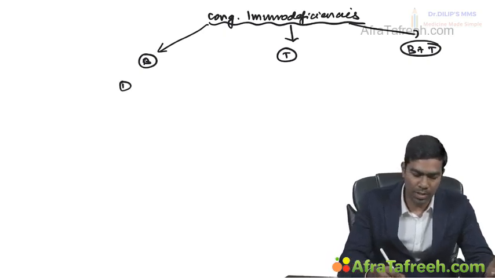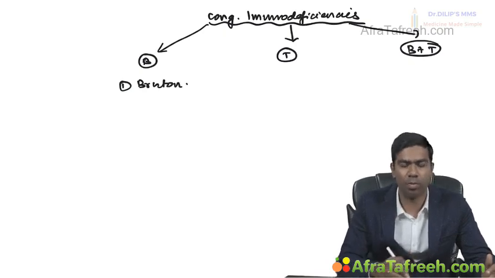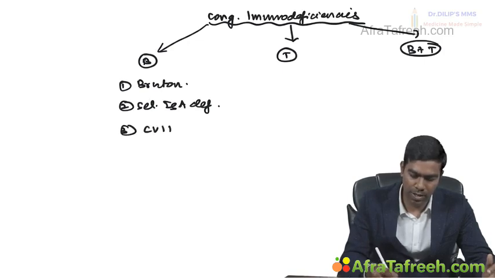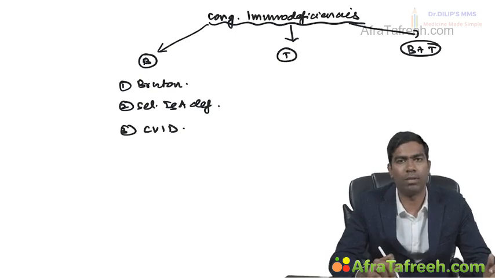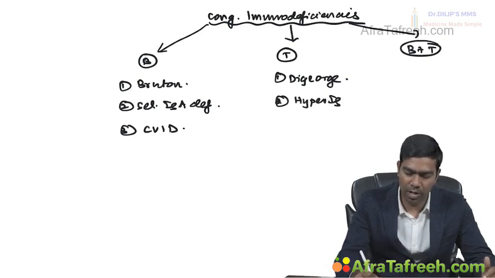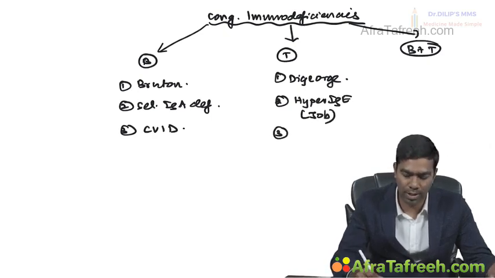So the most important B cell immunodeficiencies, very important in exam, will be Bruton's agammaglobulinemia. Second one you have something called selective IgA deficiency. Third one you have something called common variable immunodeficiency, CVID. And T cell immunodeficiency, you have something called DiGeorge syndrome, then something called hyper IgE syndrome, otherwise referred to as Job syndrome. I already told you, STAT3 deficiency, we discussed already in the T cell basics.